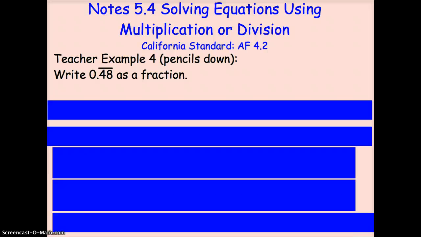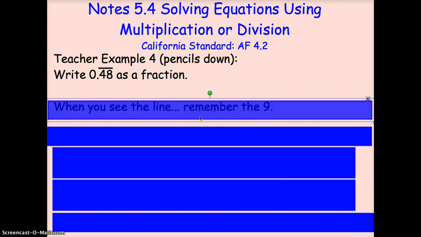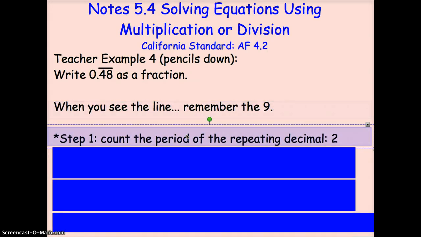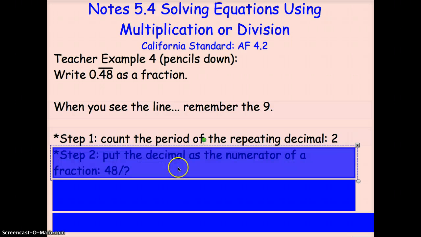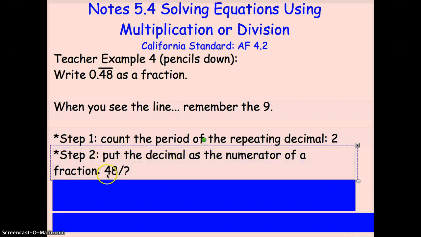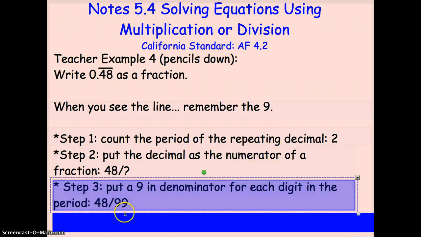Teacher example 3, write 0.48 repeating as a fraction. Now notice we've got the line over the 48, which means that 48/100ths is repeating. This should just be a quick review of our rhyme that we've used. When you see the line, remember the 9. So, first we're going to count the period of the repeating decimal. What the period means is how many digits are repeating. And in this case we have 2 digits repeating, so the period of the decimal is 2. That means I'm going to use my decimal in the numerator, and whatever my period is, that's how many 9s I'm going to use. So I'm going to have 2 9s.